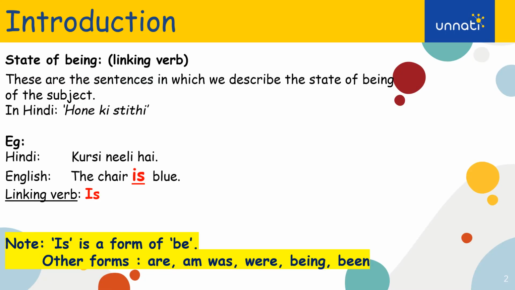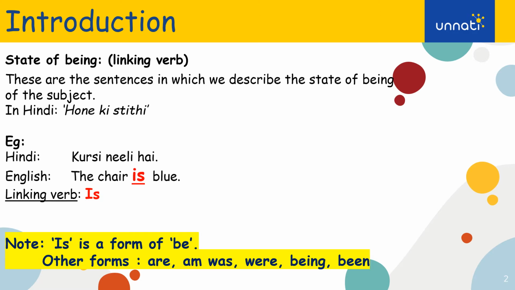So we have understood so far that state of being verbs are linking verbs, and they basically link two words or ideas in a sentence. And these are the sentences in which we describe the state of being or status of the subject, होने की स्थिति. And in these sentences, the subject and the description about the subject is joined or linked by the linking verbs or state of being verbs.